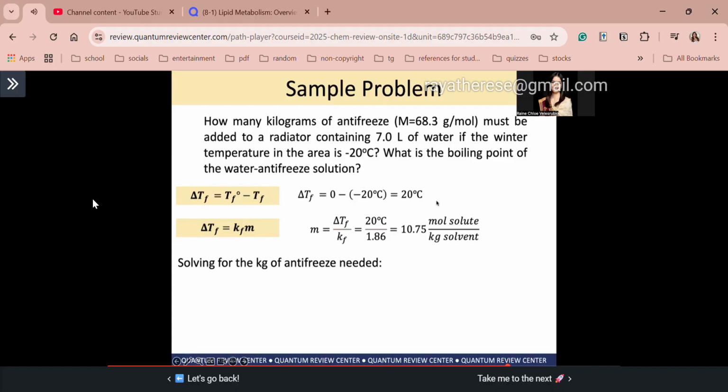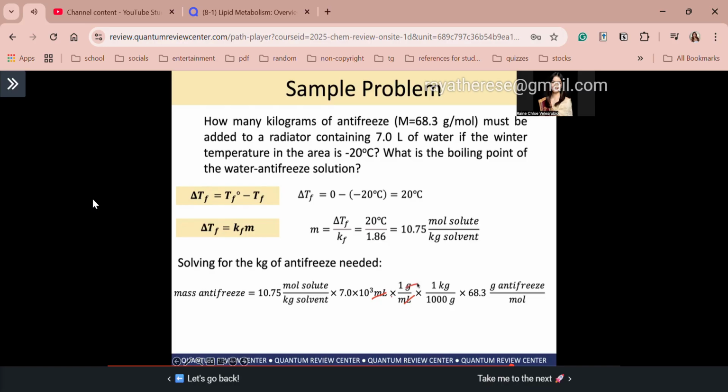Now guys, using this, we solve for the kilogram of antifreeze needed. So the mass of antifreeze is equal to 10.75 molal, which we solved earlier. So let's multiply this to the volume of water, para makancel natin guys, si kilogram solvent. So convert the ml of water to the grams. So that is based on the density of water. We know that the density of water is 1, right? So 1 gram is equal to 1 ml, so cancel ml. And then convert grams of the solvent to kilograms solvent.